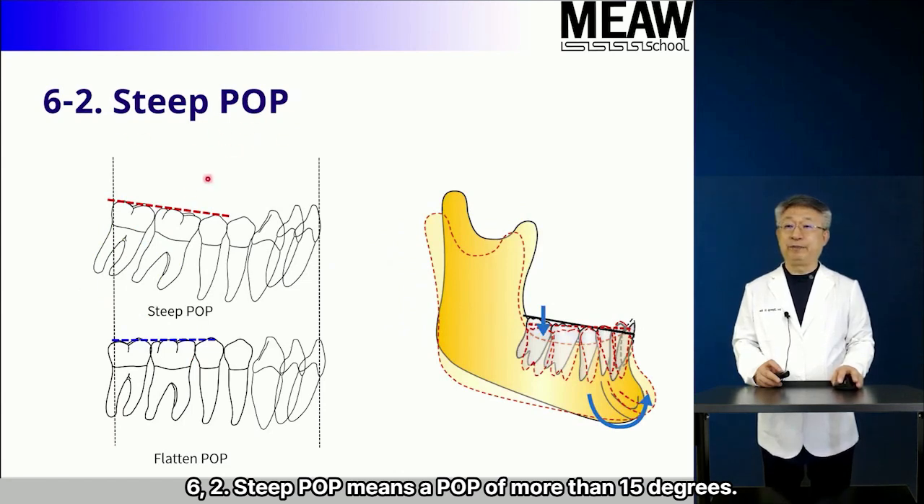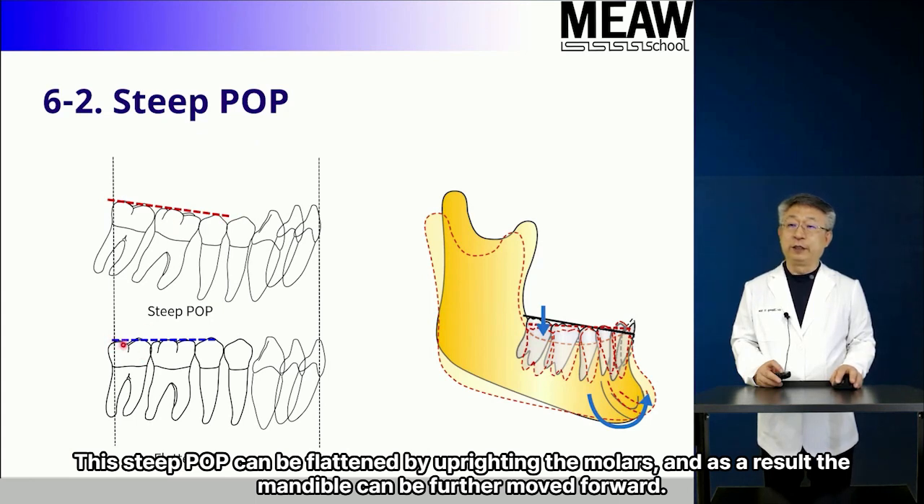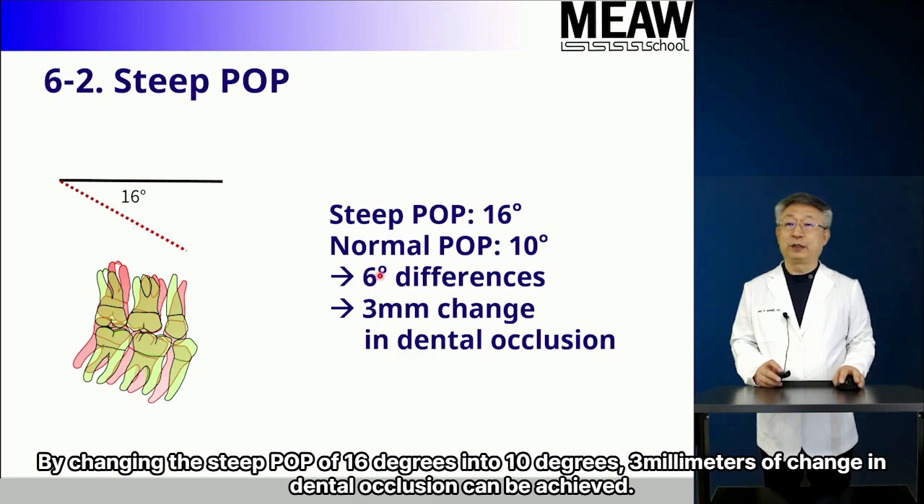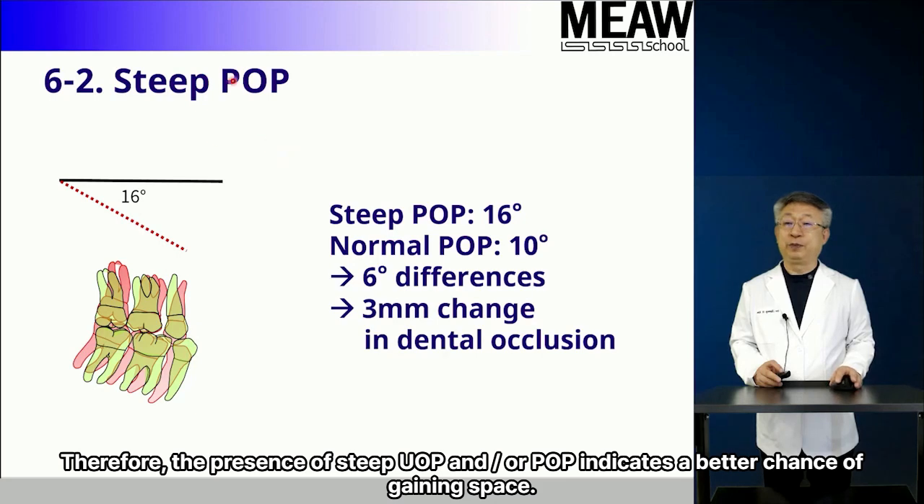6.2. Steep POP means a POP of more than 15 degrees. This steep POP can be flattened by uprighting the molars, and as a result the mandible can be further moved forward. Here is a case with steep POP of 16 degrees, so there is a 6 degrees of difference from normal POP. By changing the steep POP of 16 degrees into 10 degrees, 3 mm of change in dental occlusion can be achieved. Therefore, the presence of steep UOP and/or POP indicates a better chance of gaining space.